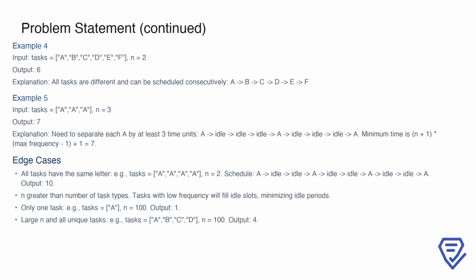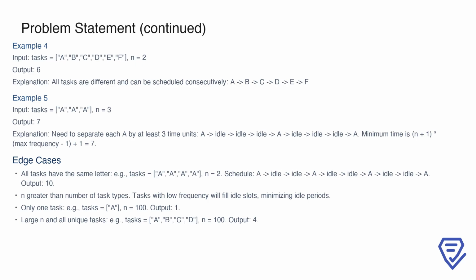Continuing with further examples, consider when all tasks are unique, such as A, B, C, D, E, F with n equal to 2. Since there are no repeats, you simply schedule all tasks back-to-back, yielding the output 6. For the case of 3 A's and n equals 3, idle slots are required between A's, and the minimum schedule becomes A, idle, idle, idle, A, idle, idle, idle, A. Therefore, total units consumed equals 7.